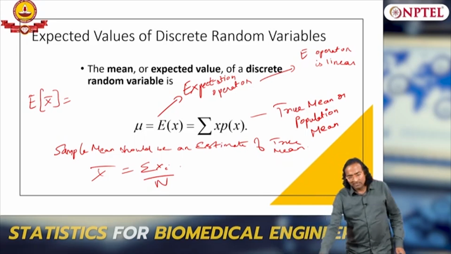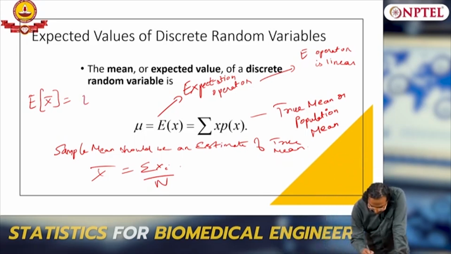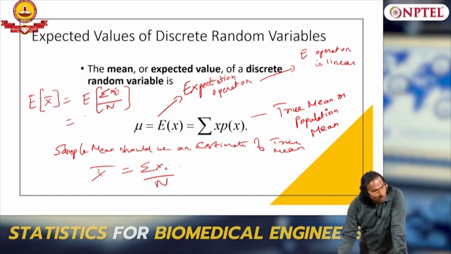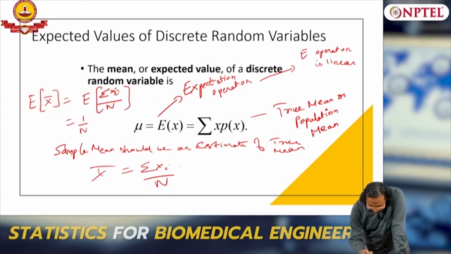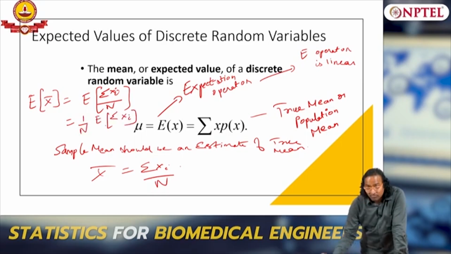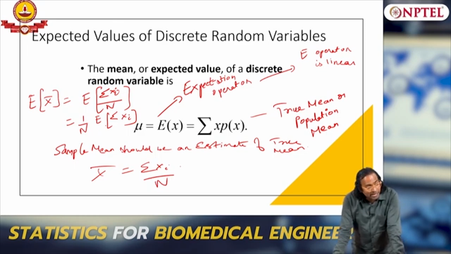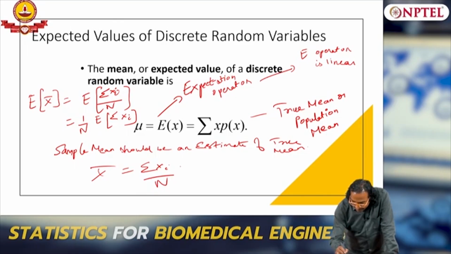Can I do this? Can we compute what it is? This is nothing but expectation of summation of xi by n. 1 over n is a constant, right? So I can take 1 over n outside. Clear? Now I told you expectation is a linear operator. What do I mean by that?